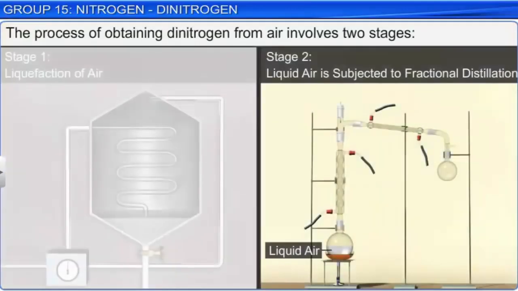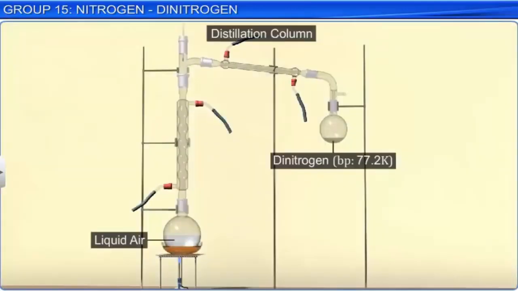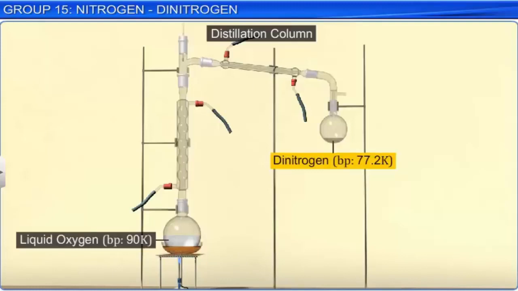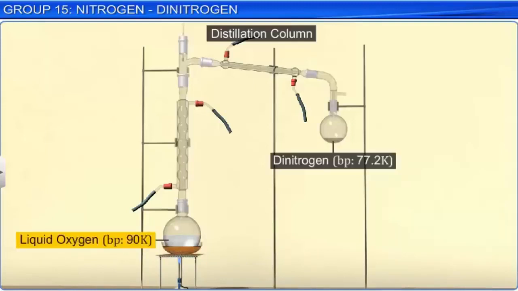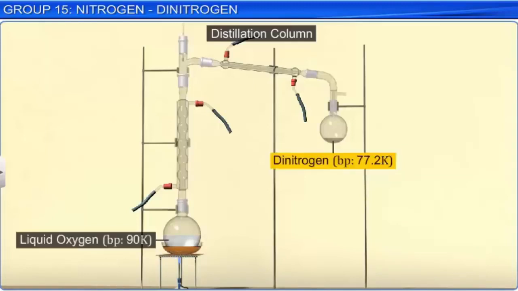In the second stage, the liquid air is subjected to fractional distillation. As dinitrogen has a lower boiling point, 77.2 Kelvin, than liquid oxygen, 90 Kelvin, it distills off first, leaving behind liquid oxygen. Thus, in this stage, dinitrogen is isolated from liquid air.